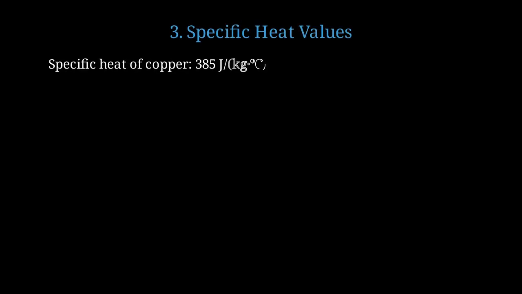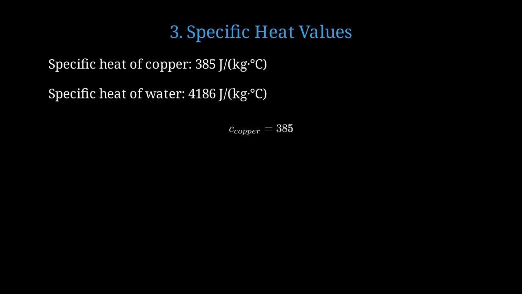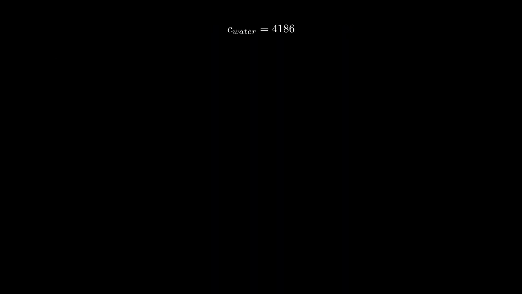We need the specific heat capacities for copper and water. The specific heat of copper is 385 joules per kilogram degree Celsius. The specific heat of water is 4,186 joules per kilogram degree Celsius, much higher than copper. We denote copper's specific heat as C copper equals 385, and water's specific heat as C water equals 4,186.